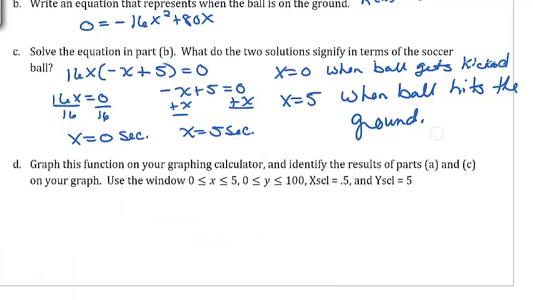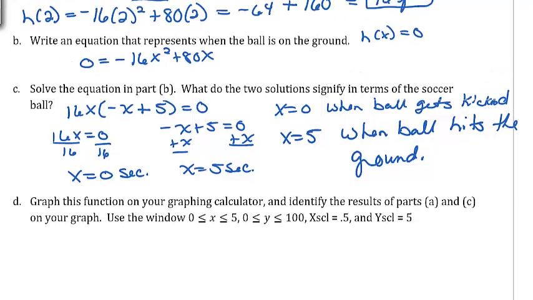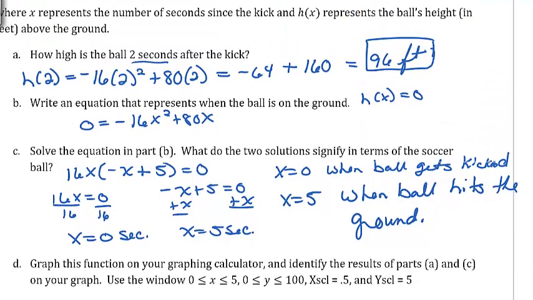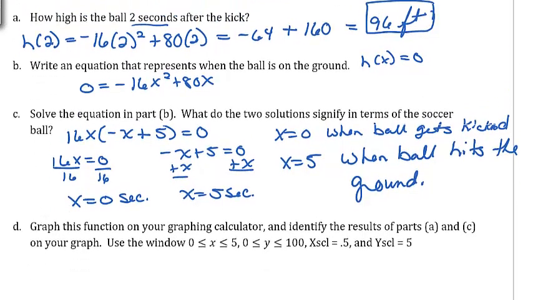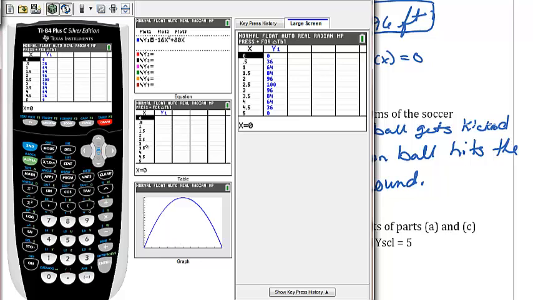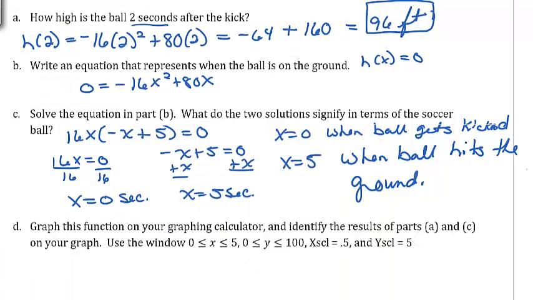And then the other part to this was, what was the other part to this? Part A was at x equals 2, we have a height of 96 feet. So you see at 2 here, we do in fact have 96 for our height. And so that verifies all of our information.